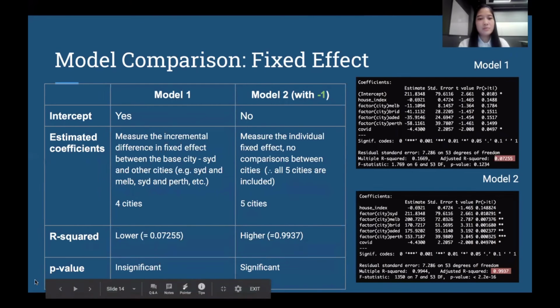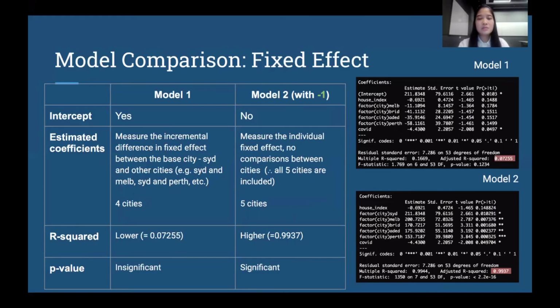So, to see whether we should include the -1 in our model or not, we made a comparison between model 1, which is without the -1, and model 2, which is with the -1, as shown in this table. Model 1 has an intercept, whereas model 2 does not, and comparing outputs of the two models, we found that the intercept estimate of model 1 and the factor city Sydney coefficient estimate of model 2 both measure the individual fixed effect of home value index in Sydney on consumer sentiment.